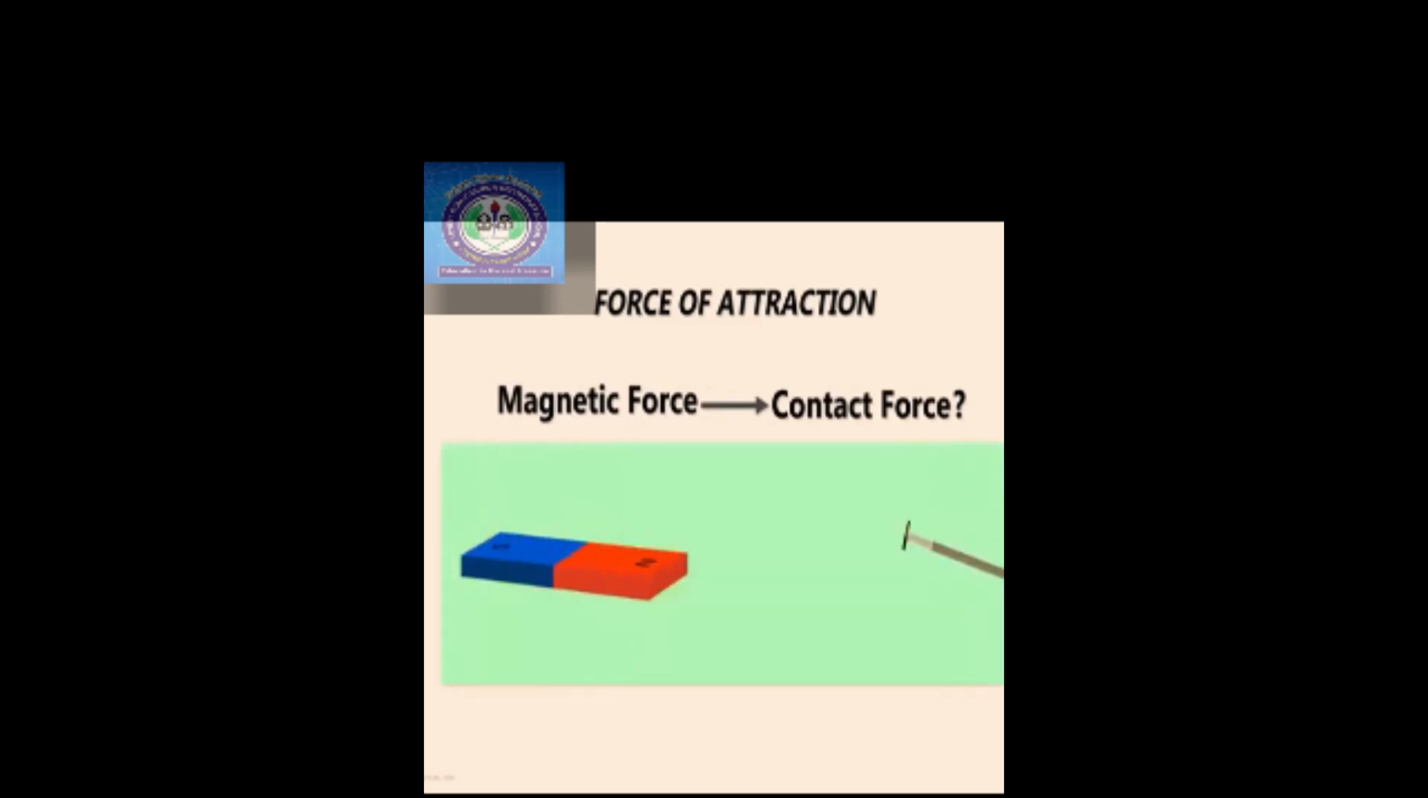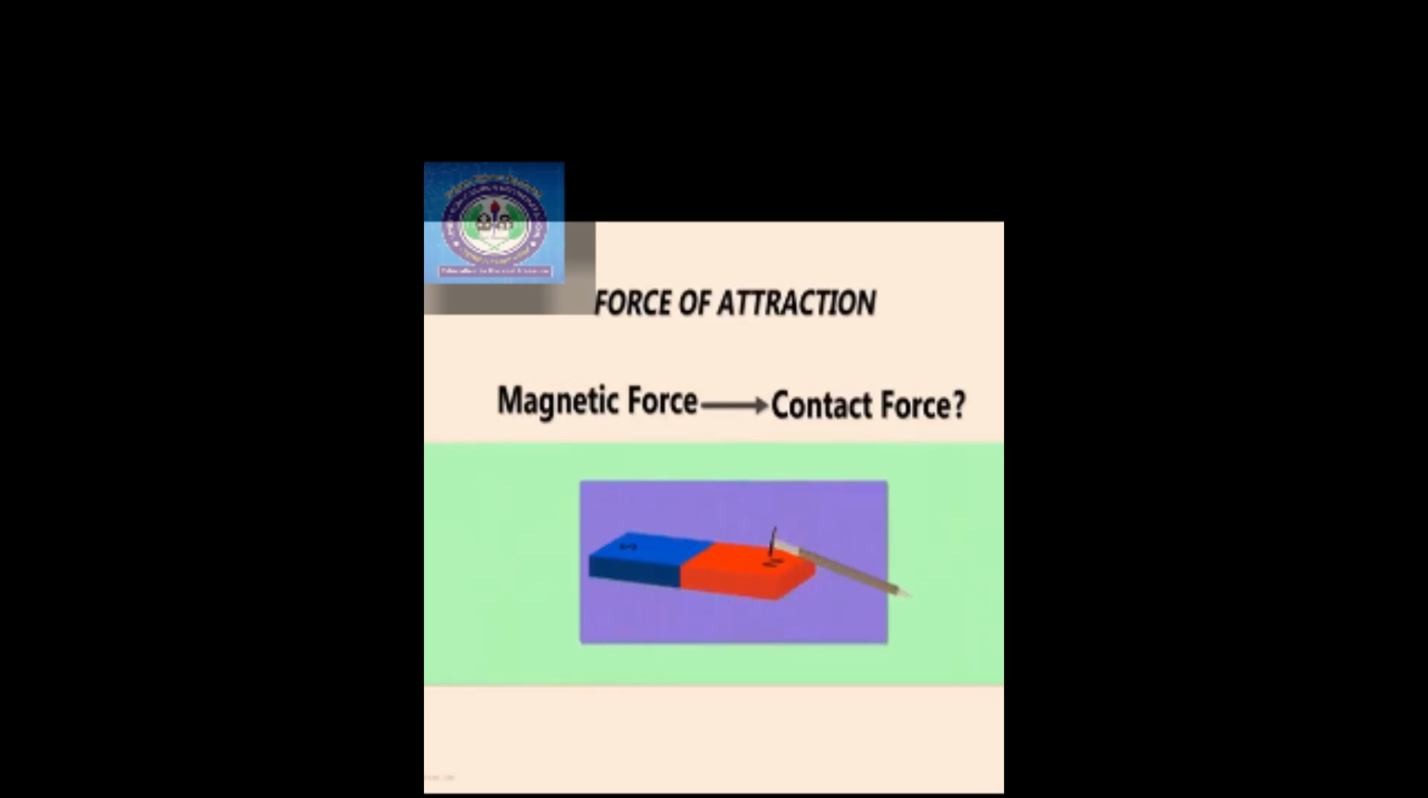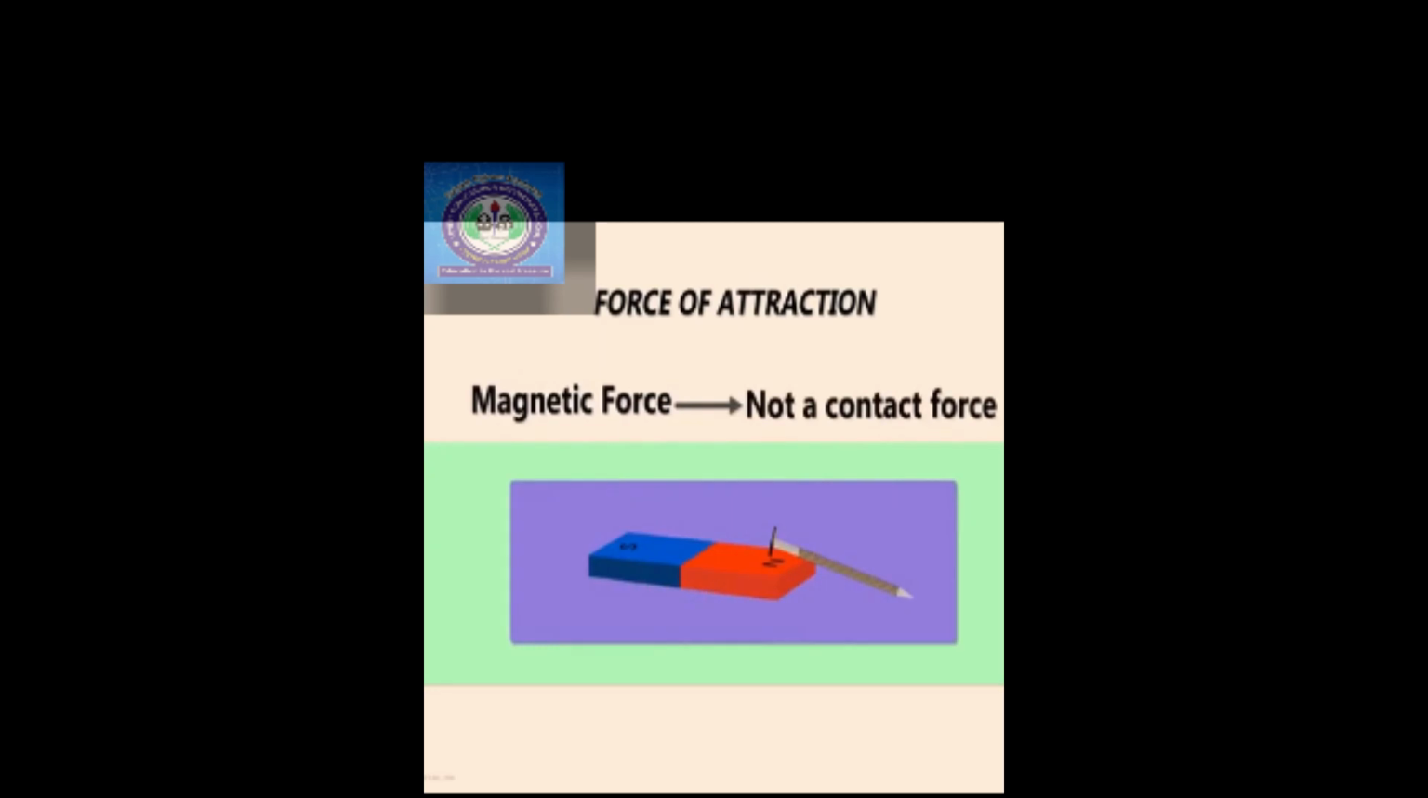Let's look at the animation in slow motion. We are moving the magnet towards the nail, and at this point the nail also begins to move towards the magnet. It means the force came into action even when there was no contact between the magnet and the nail. Hence, we can say that a magnetic force is not a contact force. Contact is not necessary for the magnetic force to work on the nail.